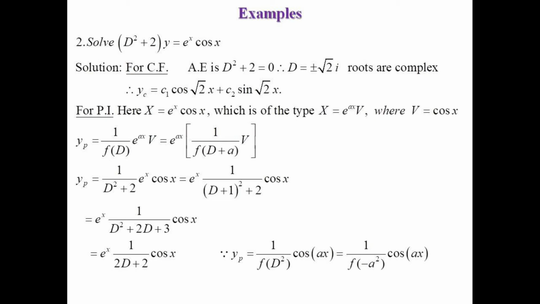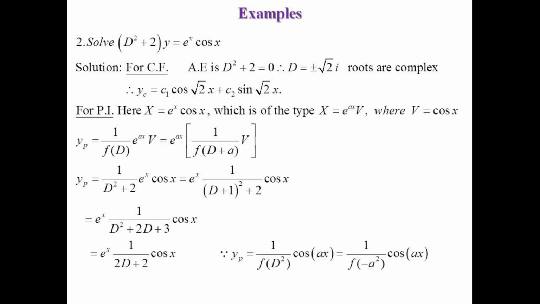So this is a standard formula for finding the value of particular integral when capital X is of the form e raised to ax into v. So then if we apply this formula, then write down the value of f of d, which is d square plus 2, into e raised to ax v into v. So this value is e raised to x into cos x.